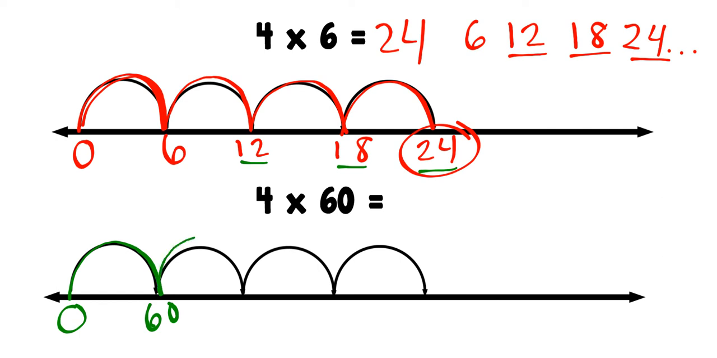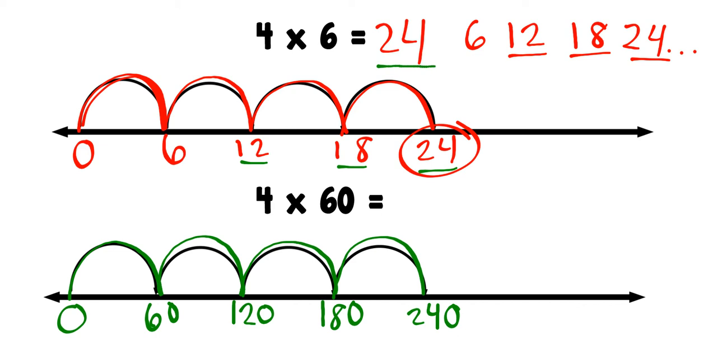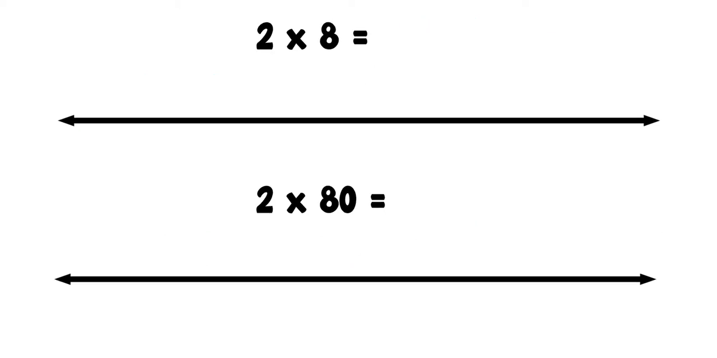So let's take the next jump and use what I know here to know it's going to start with 12 with a 0. The next one is going to start with the 18 with a 0. And our final one will start with 24 and have the 0. So here, first answer, 4 times 6 equals 24. Here, second answer, 4 times 60 equals 240, following the same pattern as before.